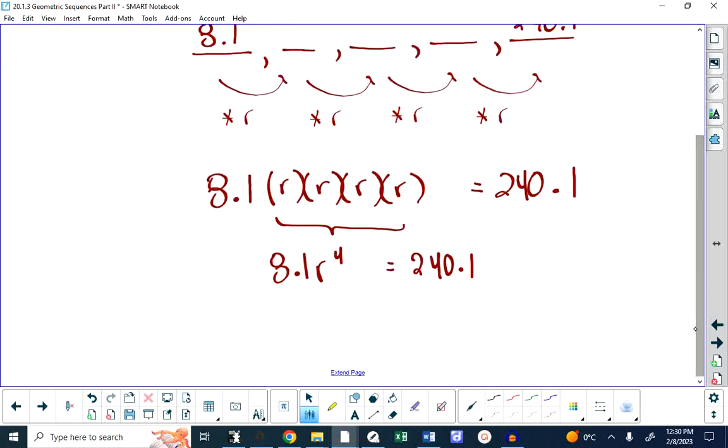In order to solve this for r, and you know what, I didn't even really read the question, which is my fault sometimes as a teacher. But again, in order for you to answer anything about a sequence, you need to know the parameters that describe the sequence. And in this case, the parameters are the first term and the common ratio. And we know the first term. So what I'm doing here is I'm trying to find the common ratio. I'm going to divide both sides by 8.1.